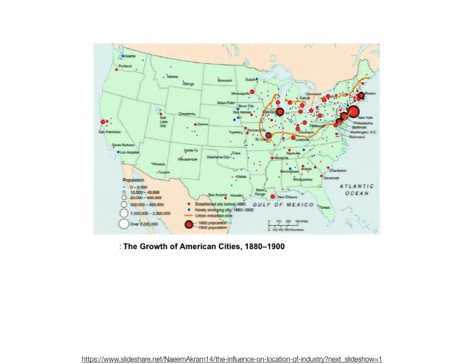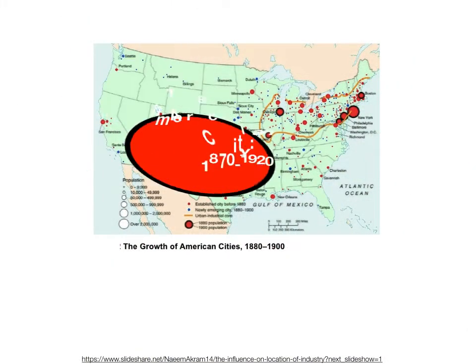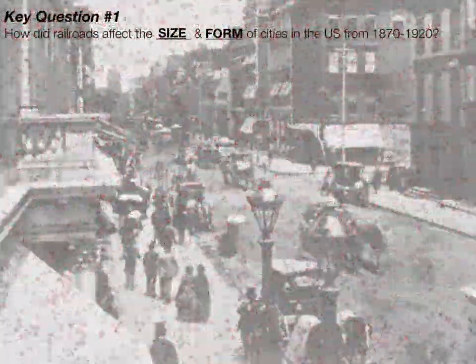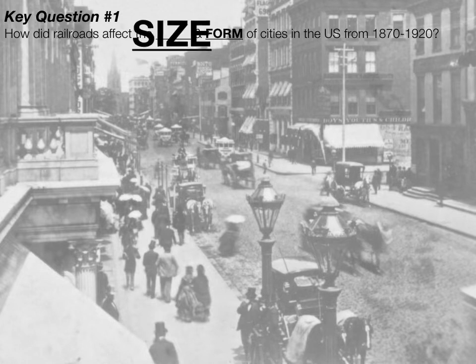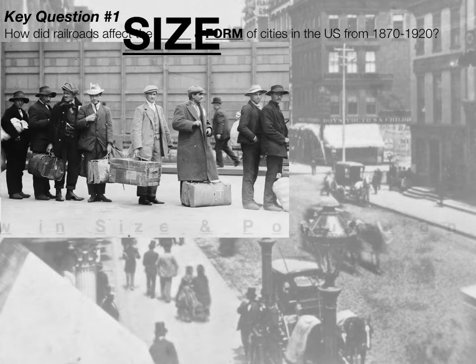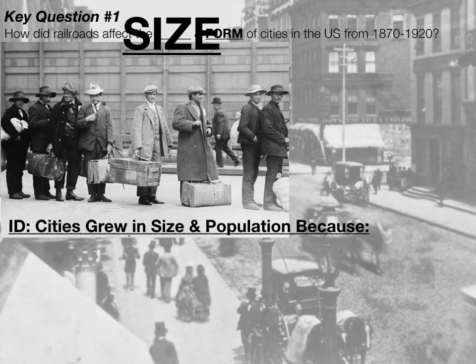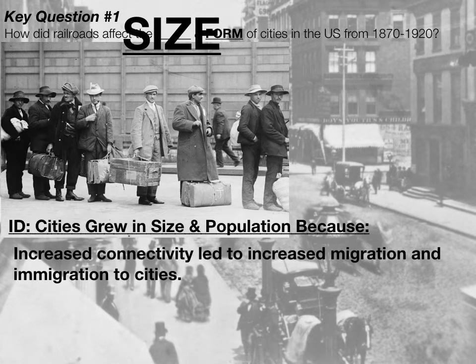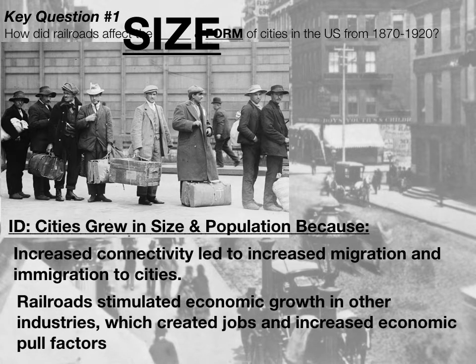So looking at cities during this time, we can see that the American city had a huge growth spurt during this era. So addressing the question, how did railroads affect the size of American cities during this era? Well, the idea would be cities grew in size and population because increased connectivity led to increased migration and immigration to cities, both internal migration in the US as well as international migration. Railroads also stimulated economic growth in other industries, which then created jobs and increased the economic pull factor. So the two things are really tied together.